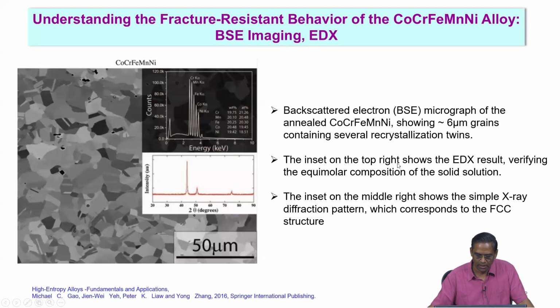The insert on the top right shows the EDS results verifying the equimolar composition of the solid solution. So you have all the elements in the matrix: chromium, manganese, iron, cobalt, nickel. And the insert on the middle right shows the simple X-ray diffraction pattern, which corresponds to FCC. This is an FCC matrix.